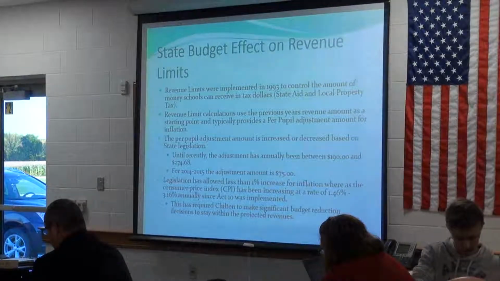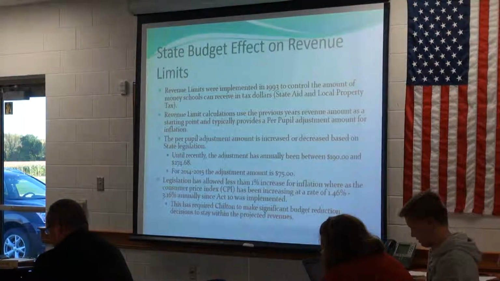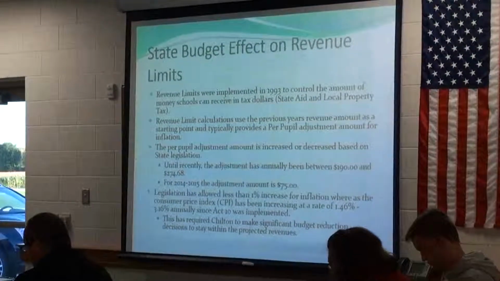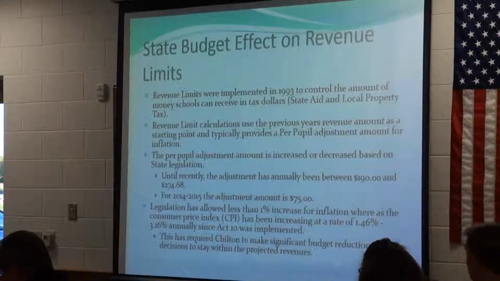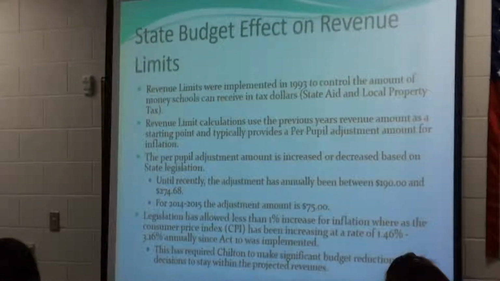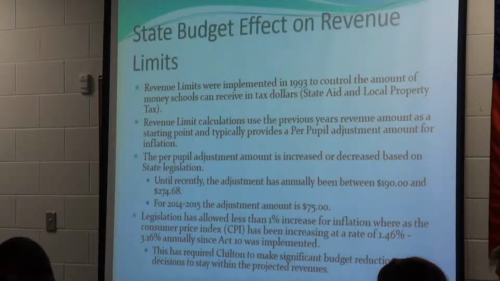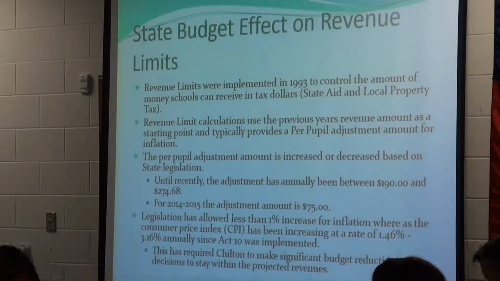I just want to start out by providing you with a little background information about what the controlling mechanism is for our budgets. Revenue limits were implemented in 1993 to control the amount of money schools can receive in tax dollars, and that's a combination of state aid and local property tax. The revenue limit calculation uses the previous year's revenue amount as a starting point and typically provides a per pupil adjustment amount for inflation.